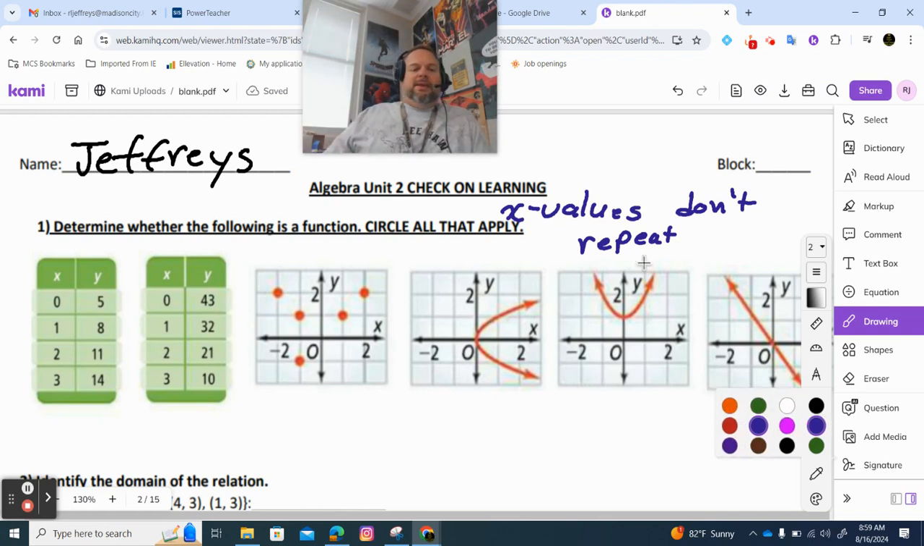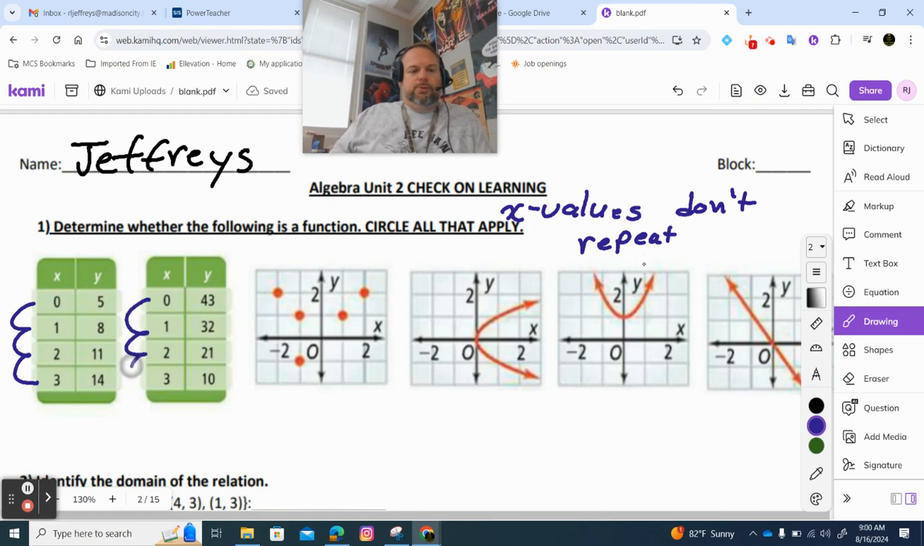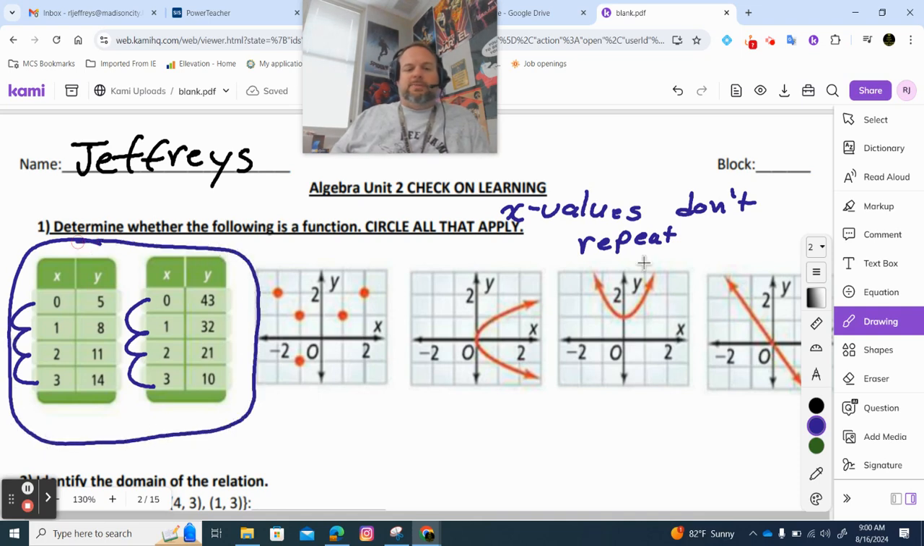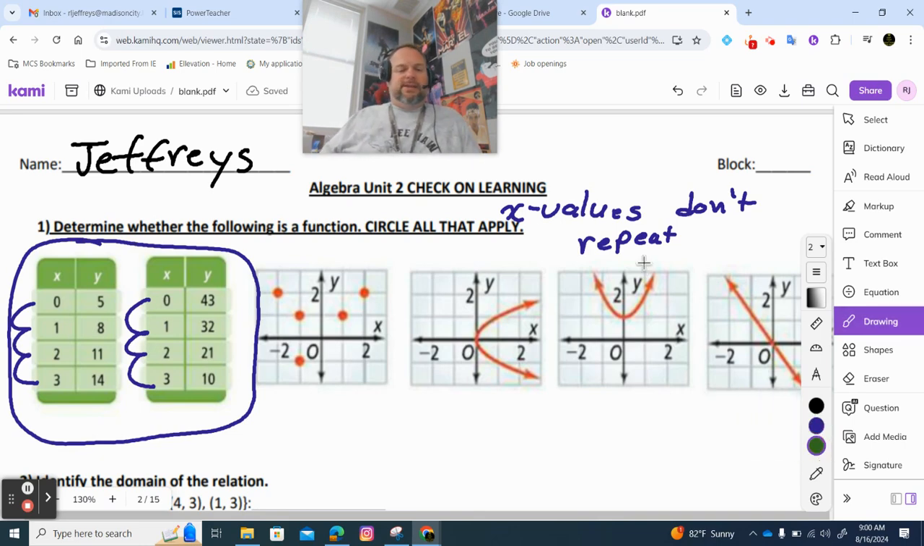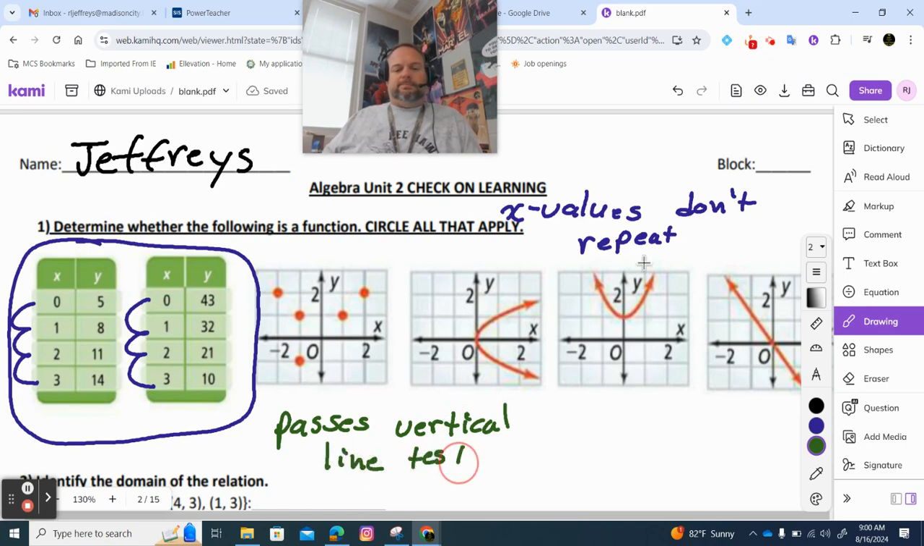All right. So if we look here, none of these repeat. So both of these are actually going to be functions. Okay. Now, the other way we have is it passes the vertical line test. Okay. So the vertical line test says that every time we draw a vertical line, it only touches the graph once.